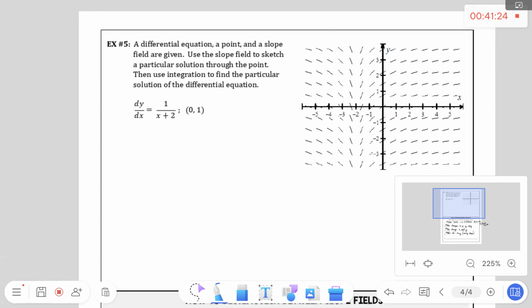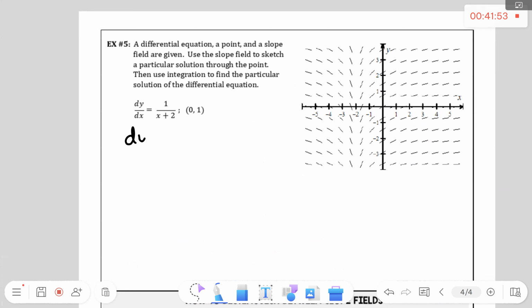Do we want to do this last one? Let's do it. It's just good practice. It's nothing crazy new. We're just going to find a C at some point. We got a differential equation. We even give a point for us to use with that equation. So the first thing we're going to do is get dx over to the other side. So it's going to be dy equals 1 over x plus 2 dx.